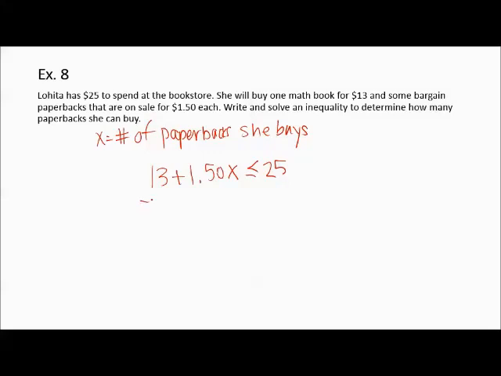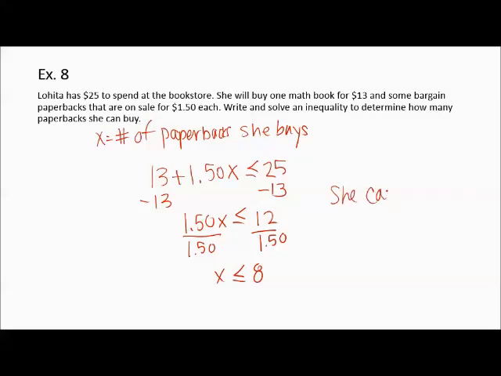So we're going to first subtract 13 from each side. We get 1.50x is less than or equal to 12. Now we're going to divide by 1.50. You could write it as 1.5 or 1.50. Either one's okay. And we're going to get x is less than or equal to 8. So she could buy 8 books, and it would come out to be exactly $25, but she could buy fewer books too. She could buy 7 books or 6 books or 5 books and end up with some money left over, and that's okay. So we're going to write our final answer in a sentence.